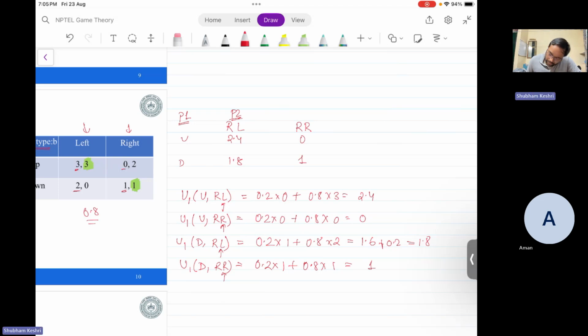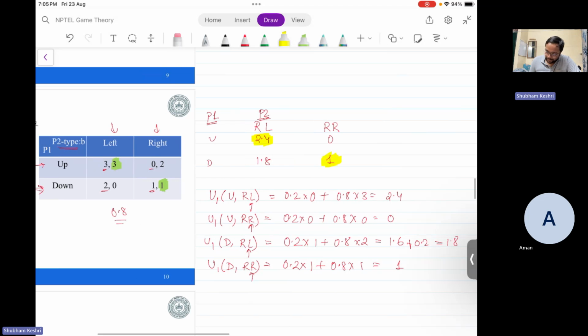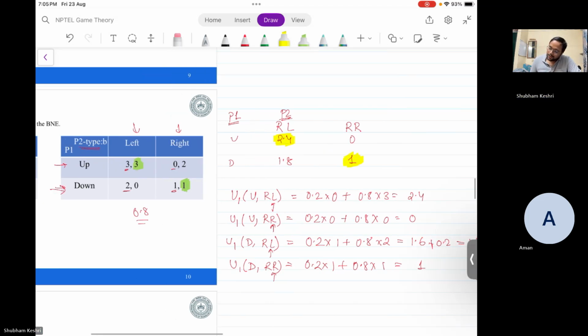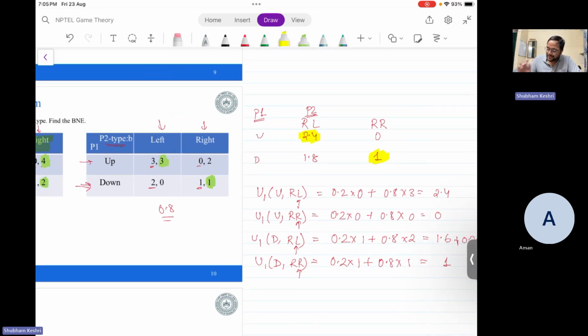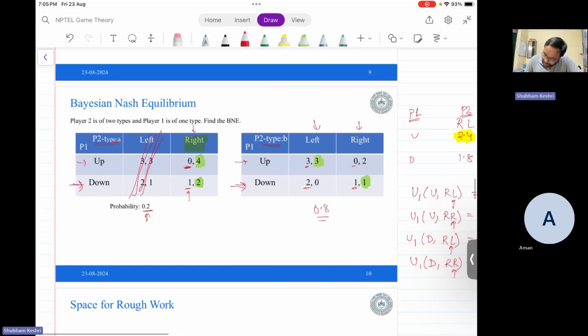Now we'll have to find out the best response of player 1. When player 2 is playing RL, the best response of player 1 is to play U. And when player 2 is playing RR, the best response of player 1 is to play D. Therefore, we have found the best response of player 1. Now we'll find out the Nash equilibrium. When player 1 is playing U, the best response of player 2A is to play R.